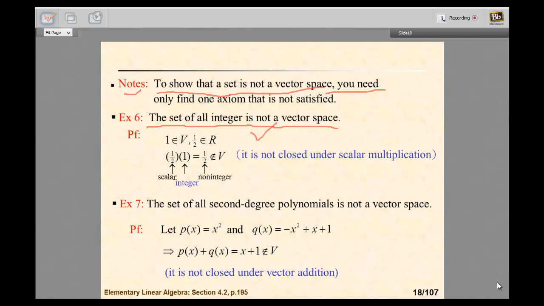It holds the commutative law. Yes, it holds the commutative law. It holds the associative law. It holds the existence of identity. But there is one law.